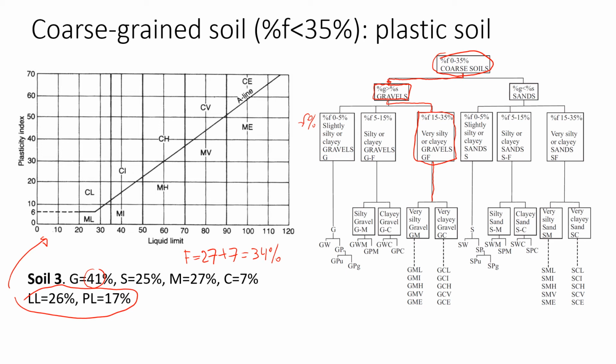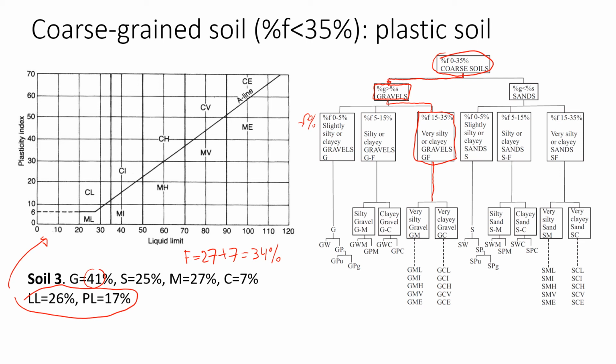So many students make a mistake. They look at what we have more, silt or clay, and then if we have more silt, they will say, okay, let's go to the left. It's going to be silty gravel. If there is more clay, they will say, okay, it's going to be clayey gravel. That's incorrect. For plastic soil, we decide on the type of soil, if it's silt or clay, only when we look at the plasticity chart. Doesn't matter how much clay or silt we have, it all depends on the plasticity. So now let's look at the plasticity and we will classify this soil.